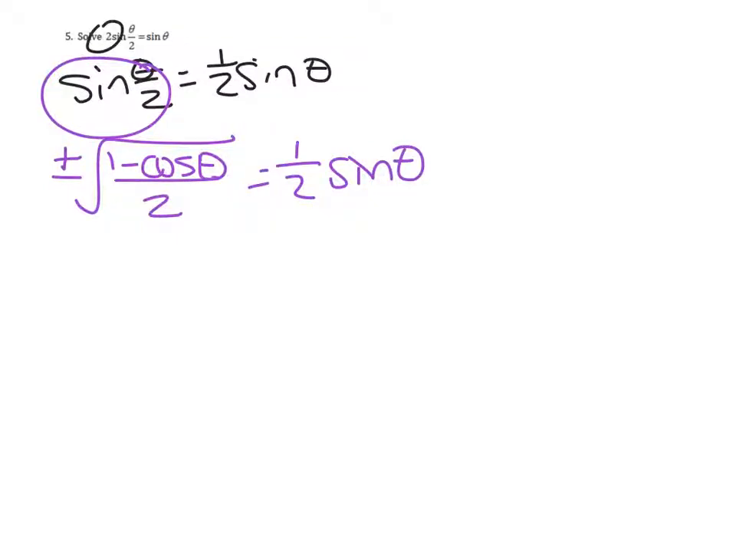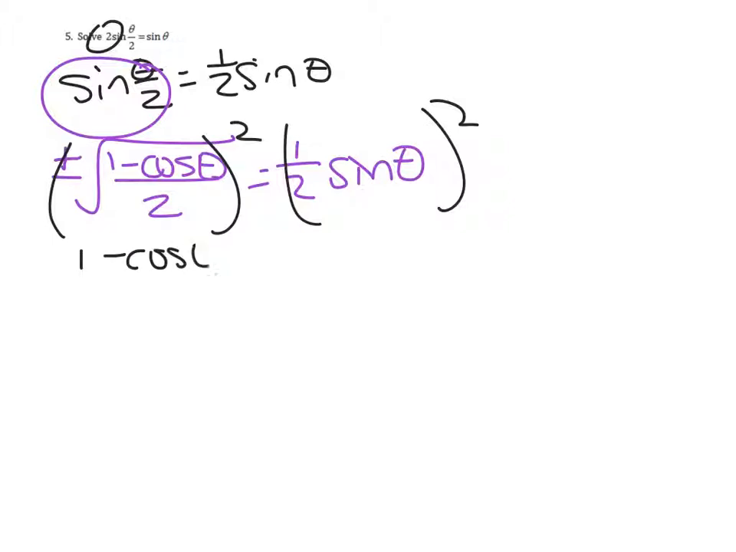And then if I want to solve, I'm going to have to get rid of my radical right here. So I'm going to square both sides to get rid of the radical. So that's going to give me 1 minus cosine theta over 2 equals 1/4 sine squared theta. Now the problem here is we have a cosine and a sine squared. I need these to be the same trig function.